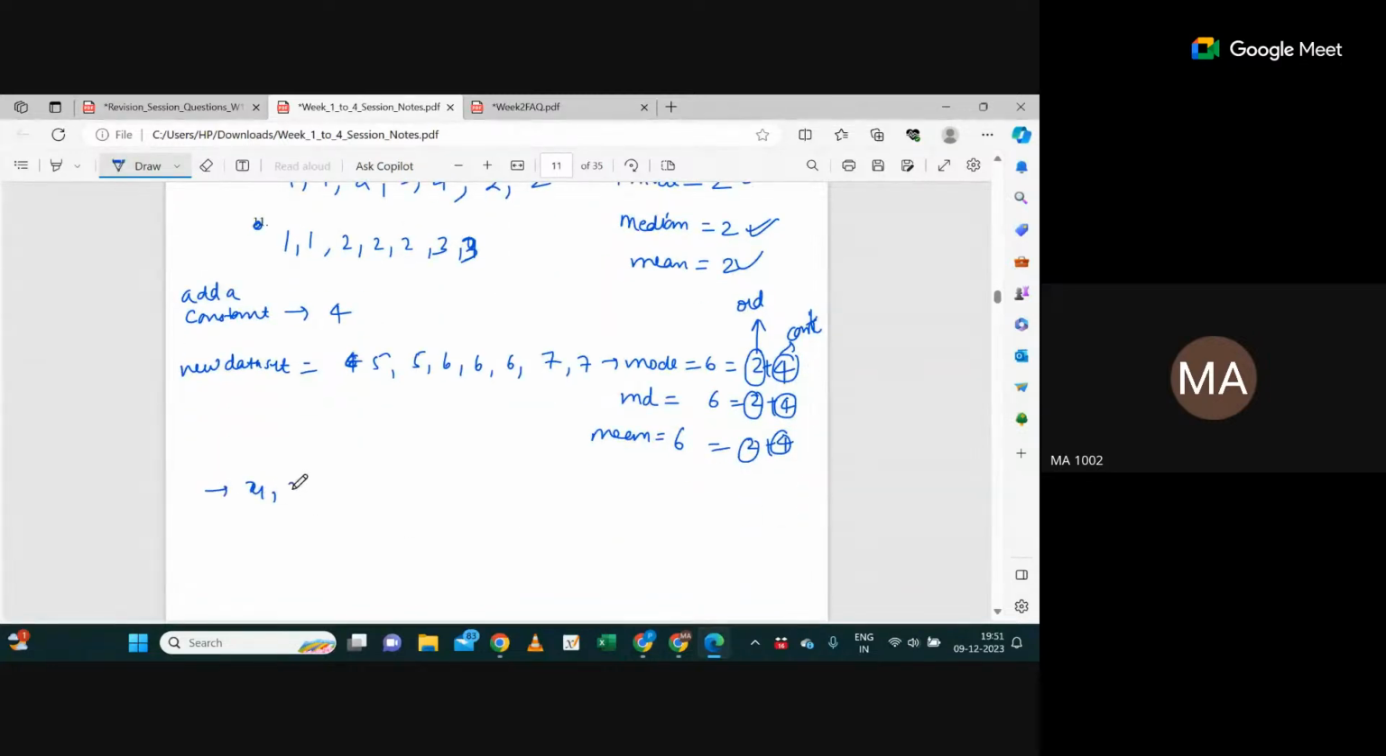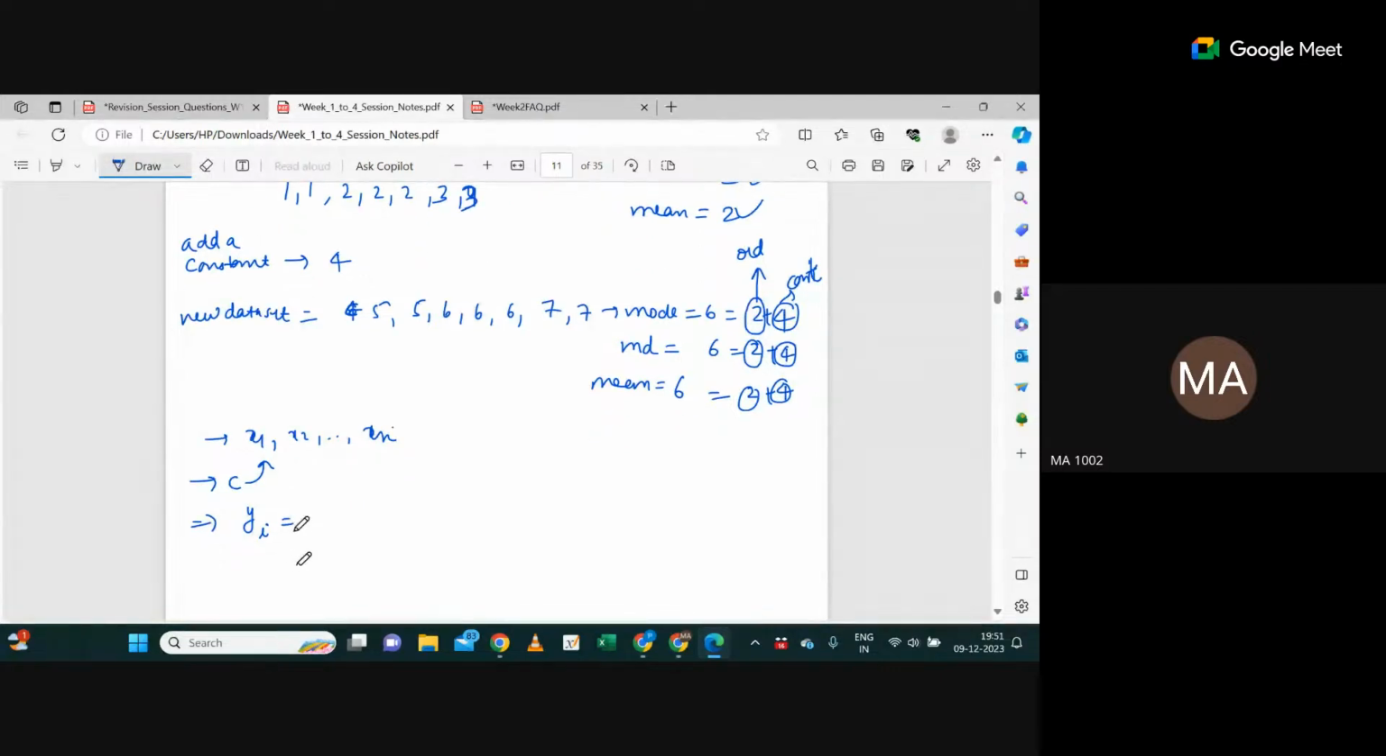Okay, so basically, suppose you have a data set x1, x2 up to xn, and you want to add a constant c to all the observations of this data set. Then my new data set, let's say it is represented by yi, will be x1 plus c, x2 plus c, something like that. Yes or no? Then suppose I ask what is the mode of the new data set.